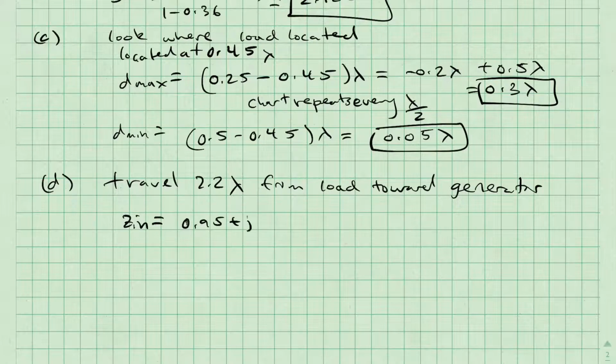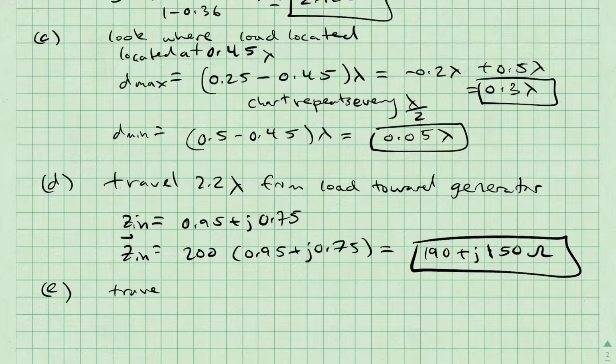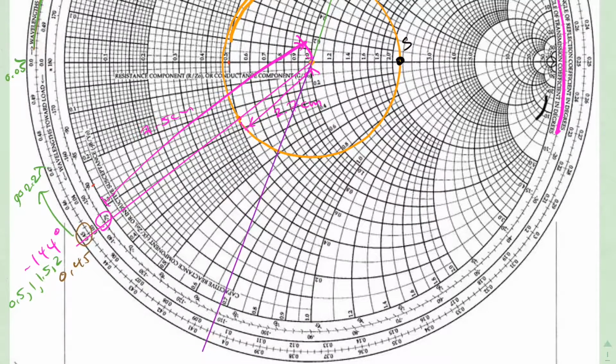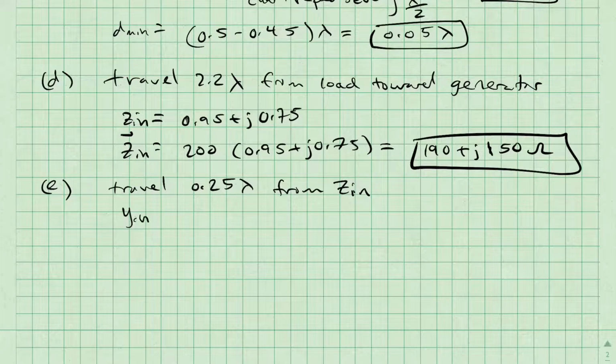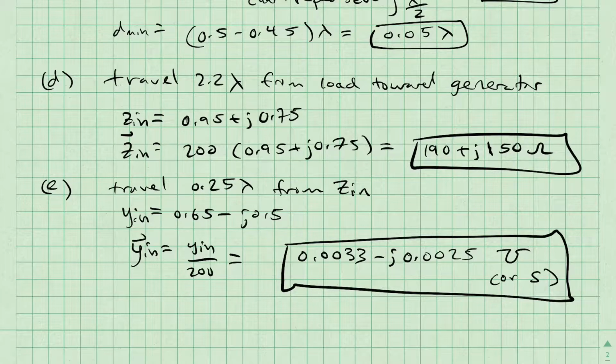To get the input impedance, I multiply the normalized value by the characteristic impedance 200 to get 190 plus j150 ohms. Finally, to get the input admittance, I just need to travel 180 degrees, or 0.25 lambda from the input impedance. With a straight edge, I can just continue my input impedance line the rest of the way through the circle, and see where that intersects with my drawn circle. It intersects at approximately 0.65 minus j0.5, again having a little grace for the poor drawing on the iPad. This value is my normalized input admittance, and to get the actual value, I need to divide by the characteristic impedance, and I'll get 0.0033 minus j0.0025 mhos, or Siemens.